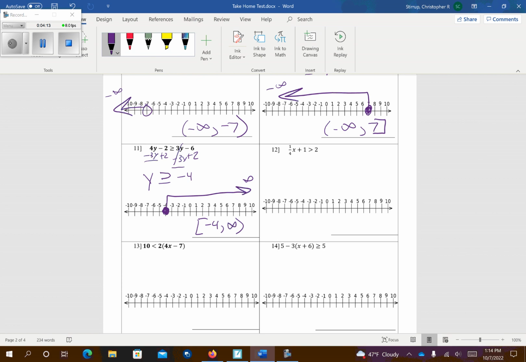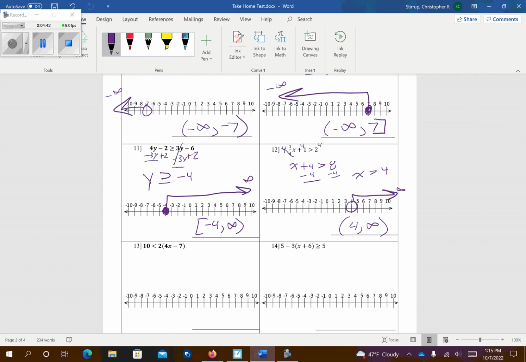Problem number 12, we can do it. I can multiply everything by 4 first. That's going to cancel that out, so I get 1x, which is x, 4 times 1, which is 4, 2 times 4, which is 8. Then go ahead and solve it. Subtract 4 from both sides. So x is greater than 4. So I have an open dot on the 4, and it's going to infinity. So I have a soft bracket at 4 to infinity. The problem's done.